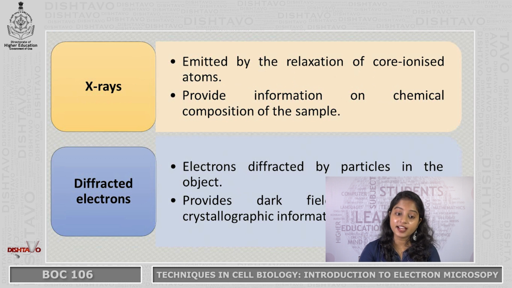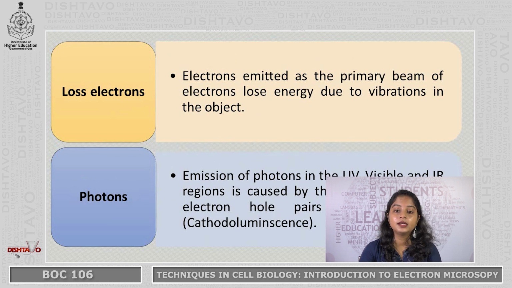Diffracted electrons: the electrons are diffracted by particles in the object, and they provide dark field images and crystallographic information about the specimen or object. Loss electrons: electrons emitted as the primary beam of electrons lose energy due to vibrations in the object. Photons: emission of photons in the UV, visible and IR region, that is the infrared region, is caused by a recombination of electron hole pairs in the object, which is also called cathodoluminescence.